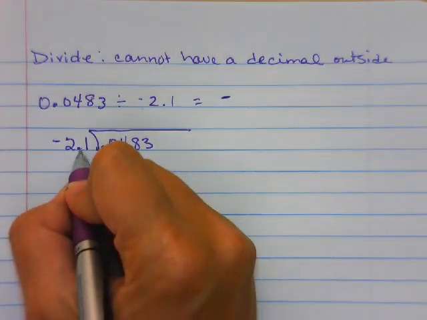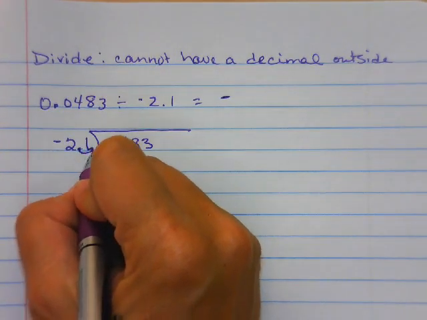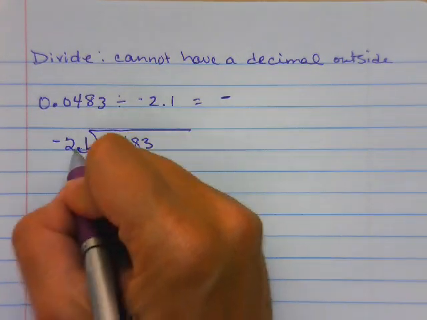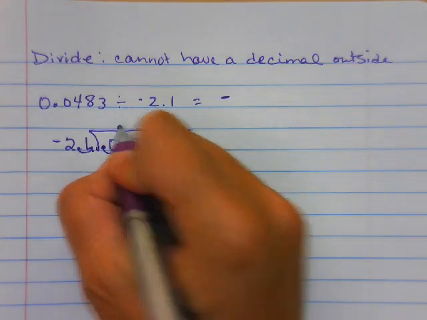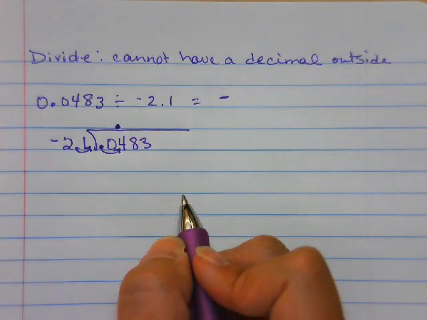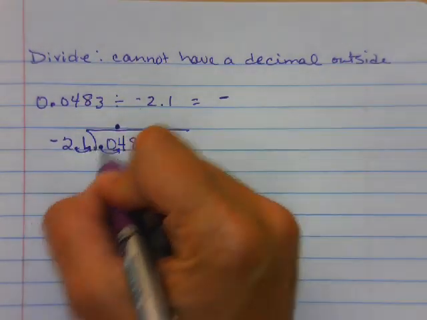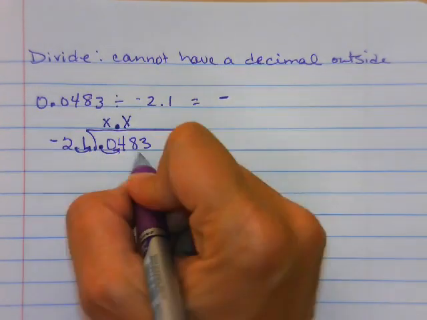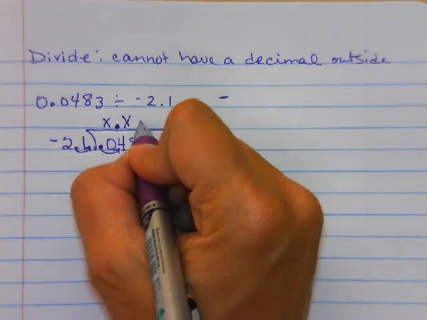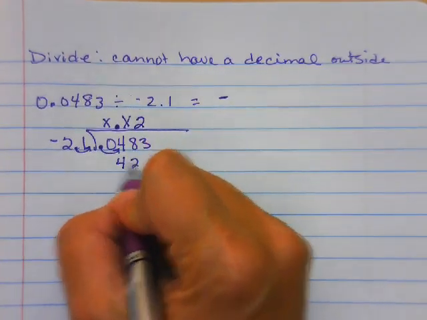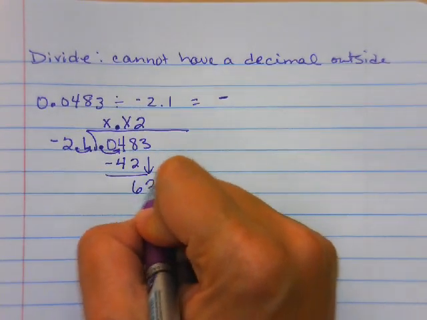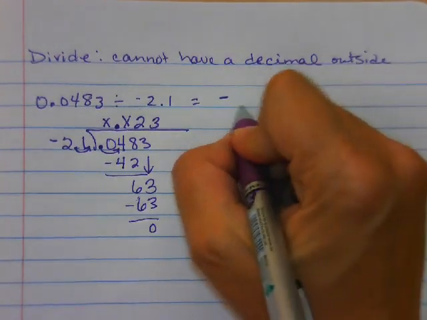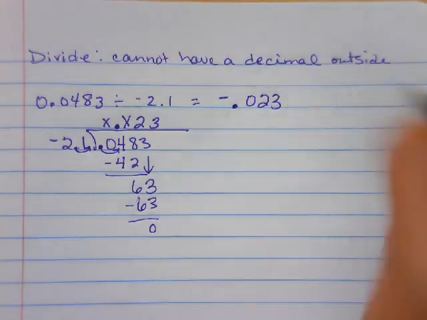answer. And if I need to make this a whole number outside, if I move it once to the left on the outside, I have to move it once to the, I'm sorry, once to the right on the outside, once to the right on the inside, and then bring my decimal up. And now I can divide like normal. 21 does not go into 0. It does not go into 4. It goes into 48 twice. And it goes into 63 3 times. So my answer here is going to be a negative 23 thousandths.